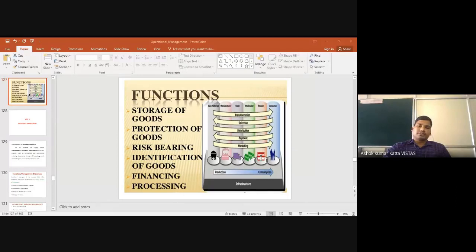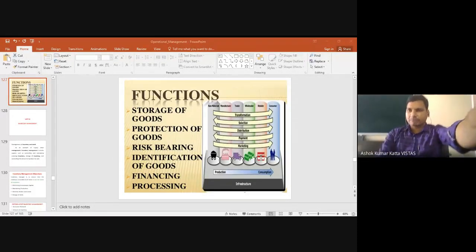What are the major functions of warehouse management? Why should we maintain these warehouses? If we maintain warehouses, what kind of benefits are we able to get?